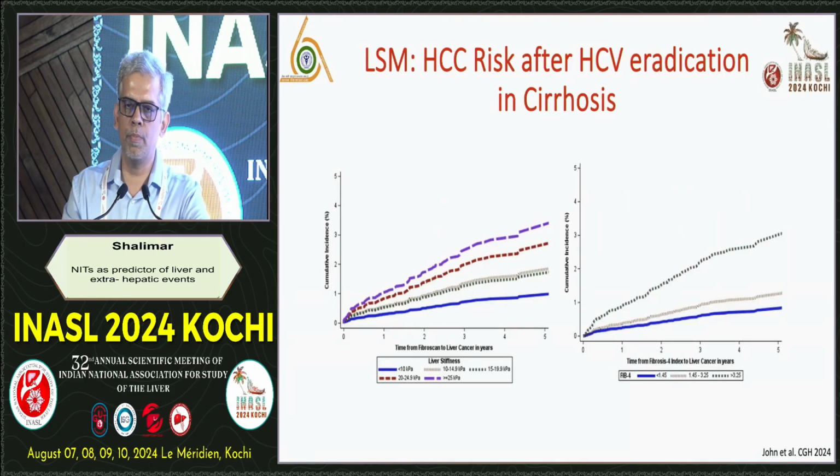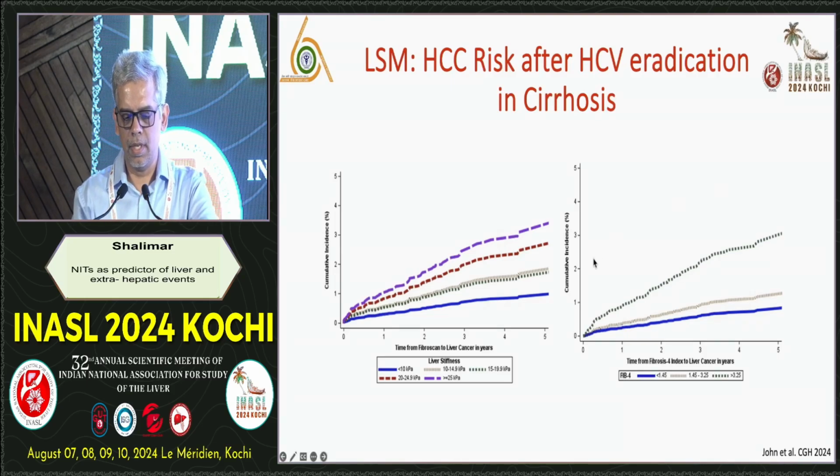LSM has also been shown to predict HCC in this cohort of hepatitis C virus cirrhosis patients in a veterans cohort from the US, which showed that the risk of HCC increases with increasing liver stiffness measurements, and similar results were also seen when patients were categorized based on their FIB4 scores, suggesting that this could be used for predicting the development of HCCs in HCV treated patients.